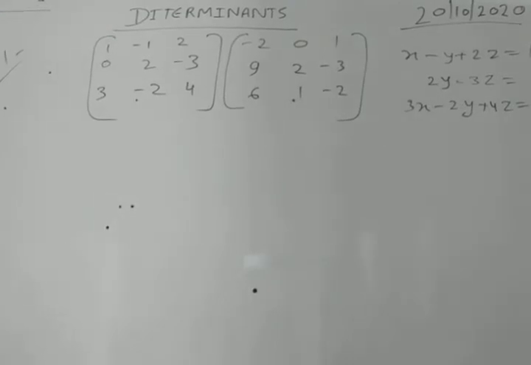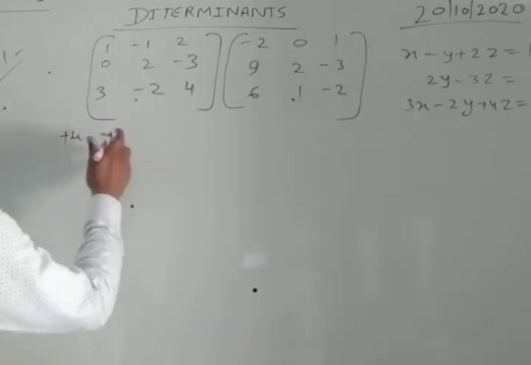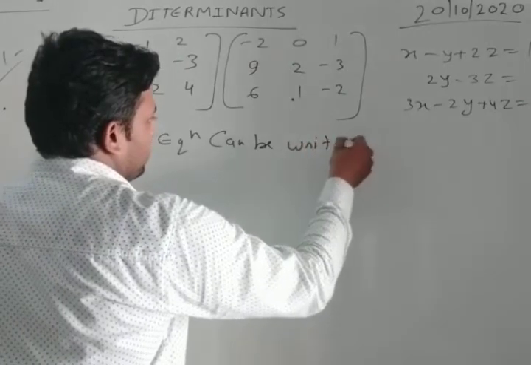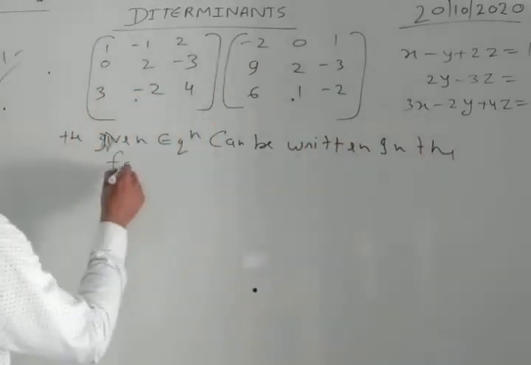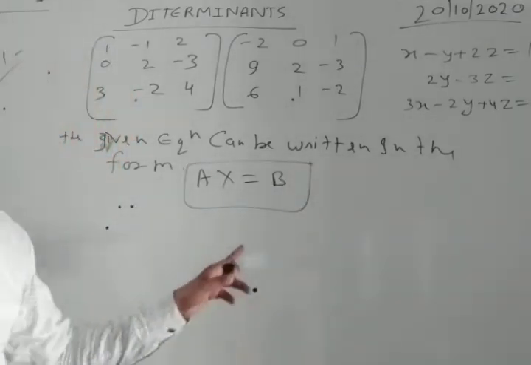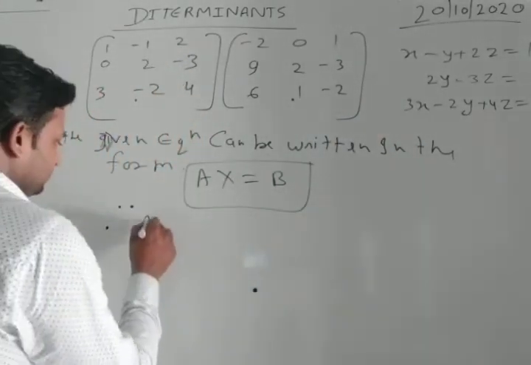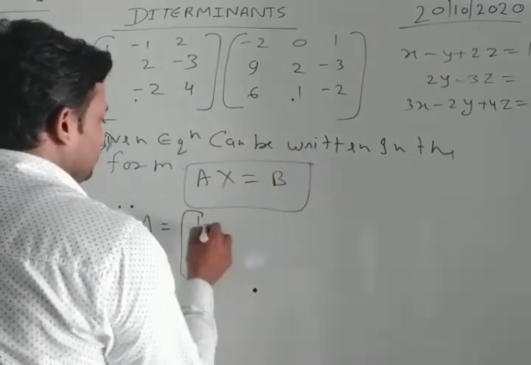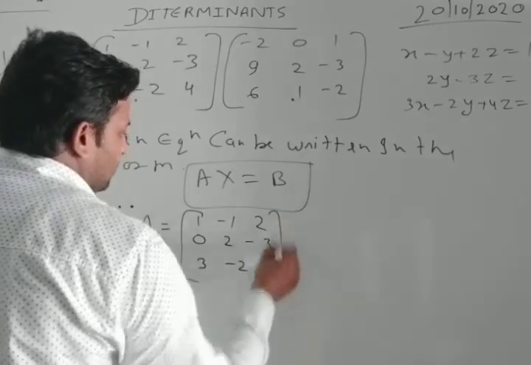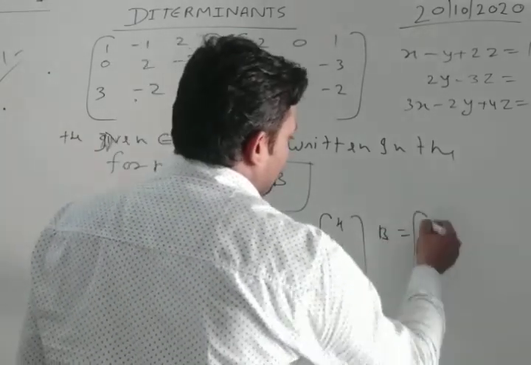The given equation can be written in the form AX is equal to B, where A is 1, minus 1, 2, 0, 2, minus 3, 3, minus 2, 4, and X is x, y, z, and B is equal to 1, 1, 2.